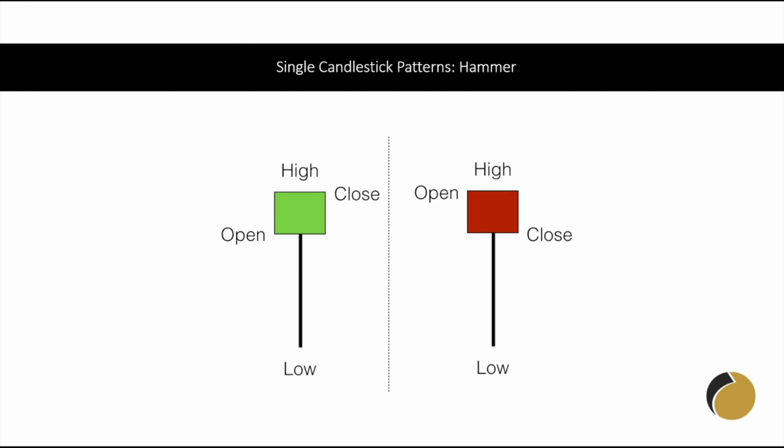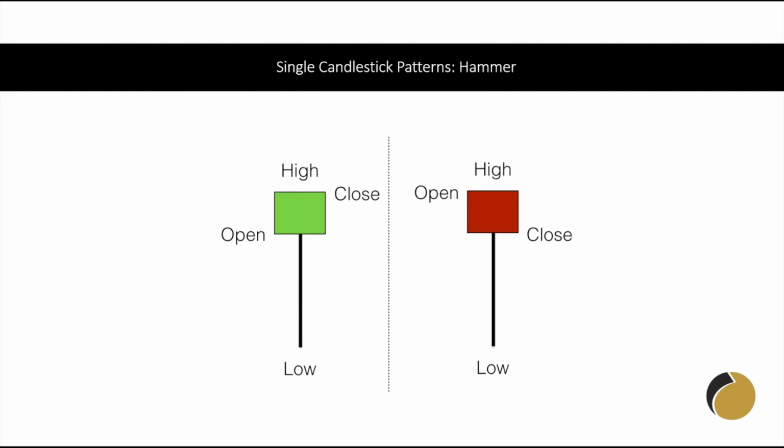As seen here, this is what a hammer candlestick looks like. The body of the candlestick would be the head, and the wick of the candlestick would be the handle of the hammer. The hammer formation is created when the open, high, and close are roughly the same price. Also, there is a long lower wick around twice the size of the real body.